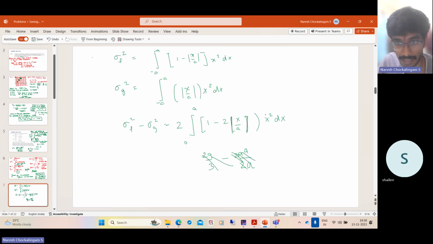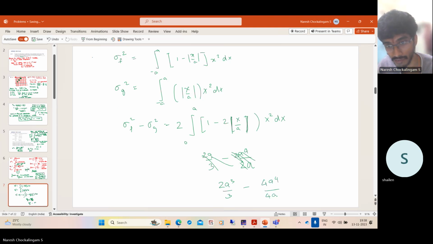sorry, this is x square. So you get a 2 into x cube by 3. So it is 2a cube by 3 minus you have a 4 a power 4 by 4a. So this is obviously not equal to, let me check, yeah, so this is not equal to 0.